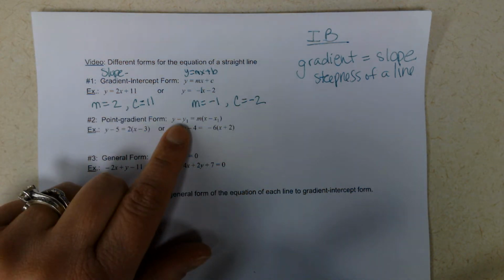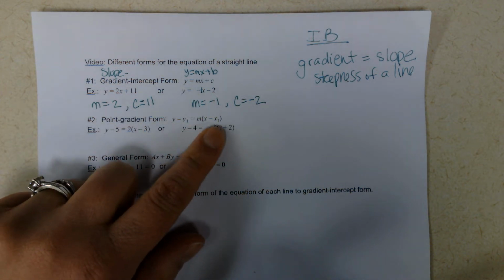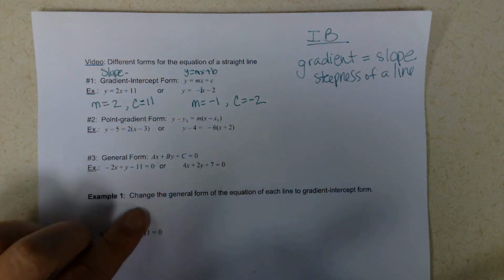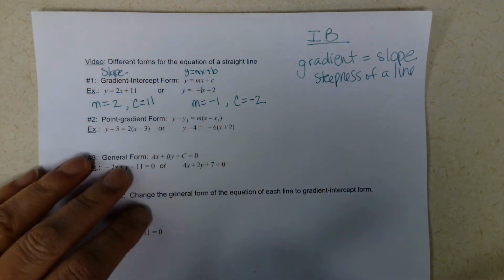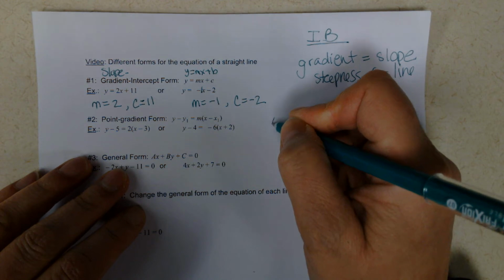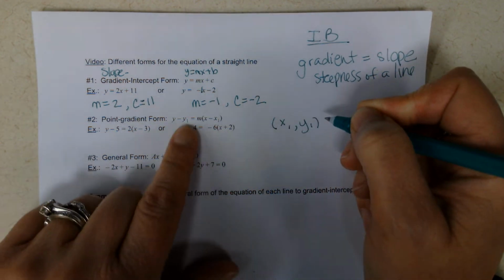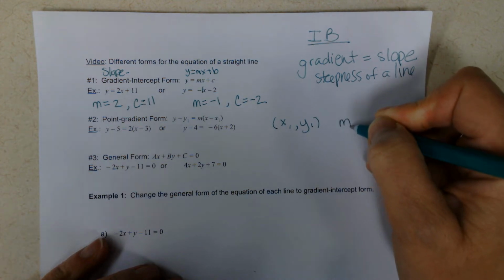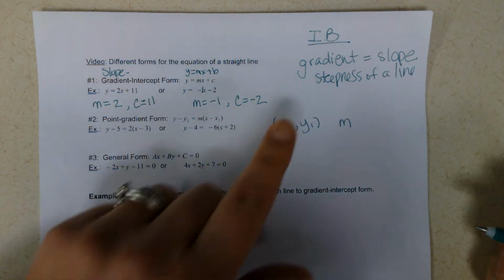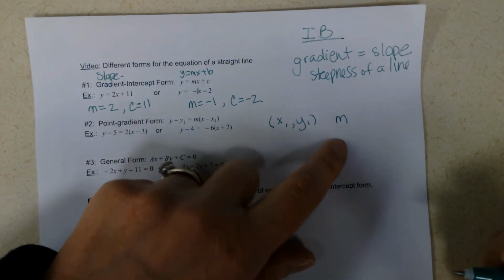All right, now we have point gradient form, known to us as point slope form: y minus y sub 1 equals m times (x minus x sub 1). The reason why this is called point gradient form is because there is a point, (x1, y1), and we do have the slope, m. So point and gradient, or slope.